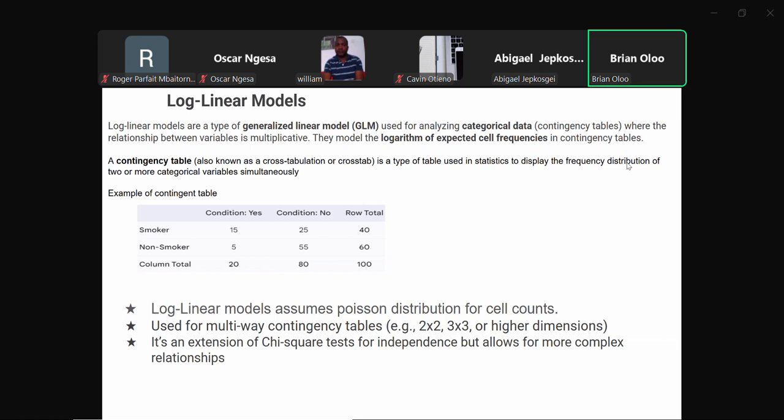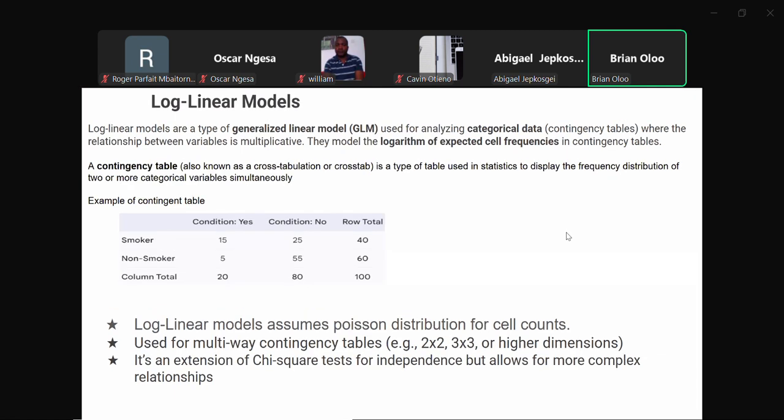Okay, so we'll talk about the log linear model. Log linear models are a type of generalized linear model used for analyzing categorical data where the relationship between variables is multiplicative. They model the logarithm of expected cell frequencies in a contingency table.